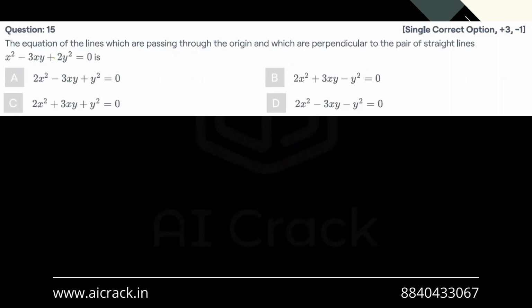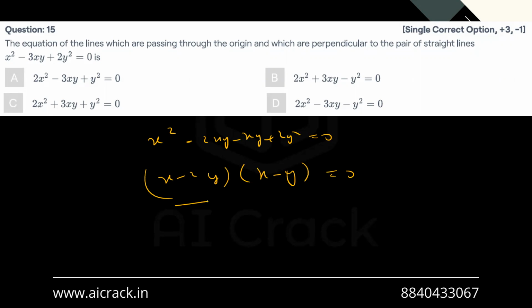Now let's look at question number 15. The equation of the lines which are passing through the origin and which are perpendicular to a pair of straight lines, x square minus 3xy plus 2y square equals 0. So over here, we can again factorize it because it's a homogeneous equation. x square minus 2xy minus xy plus 2y square equals 0. So this gives me x minus 2y and x minus y equals 0. So these are the two lines.